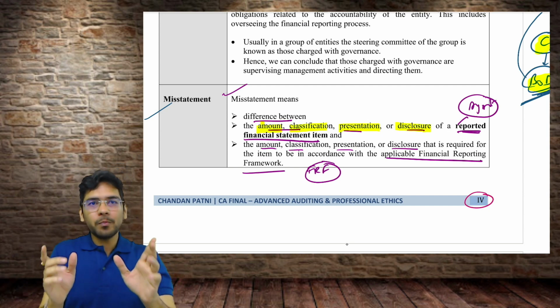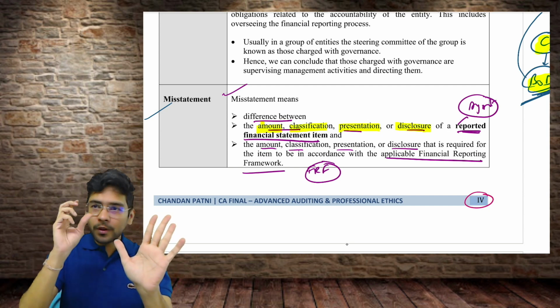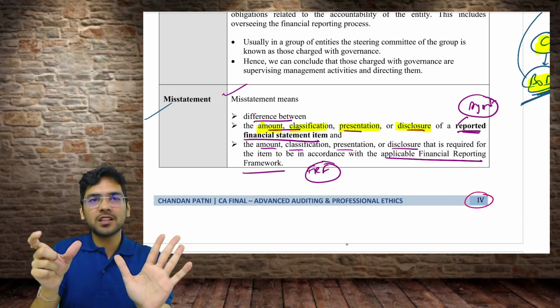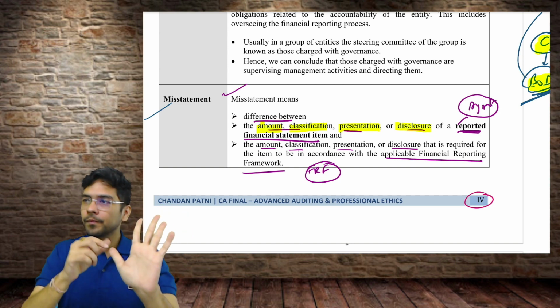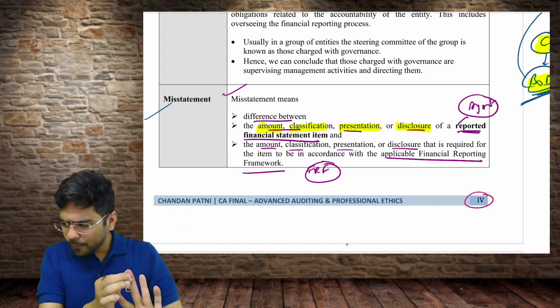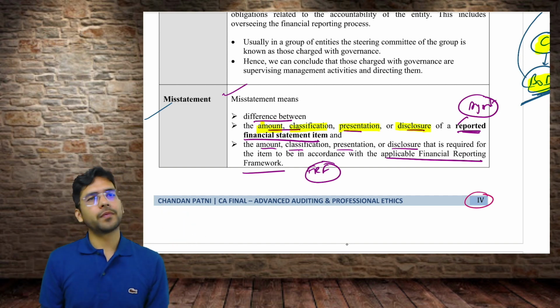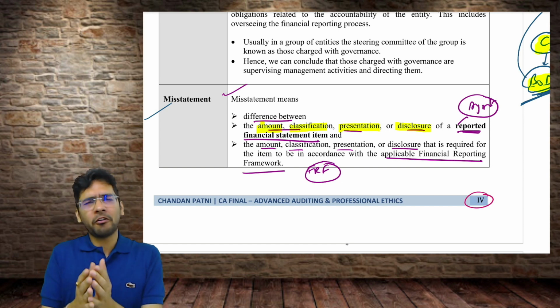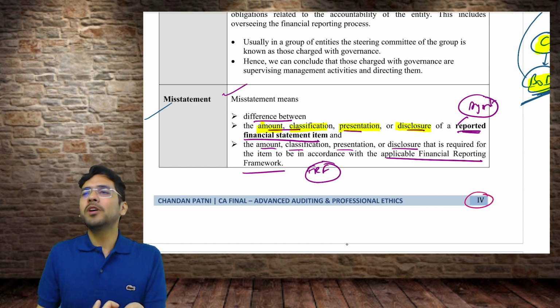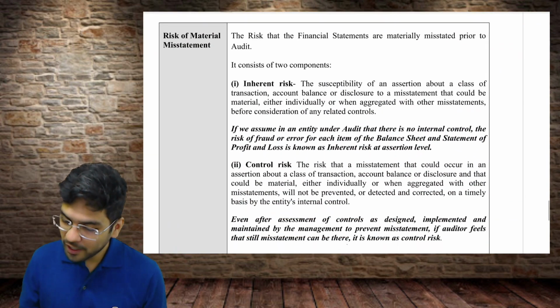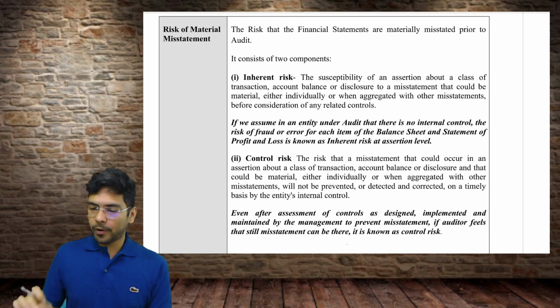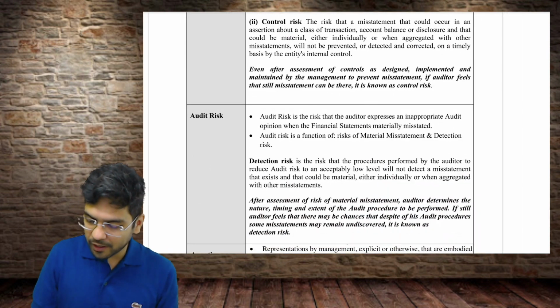Yes. So misstatements can arise because of a difference between what management has reported and what is required by the FRF. A difference in what? Amount, classification, presentation as well as disclosure. Is this clear? Very simple definition. Obviously, at the final level, you won't be asked to write a definition of misstatement, but it is only for your understanding. Okay.